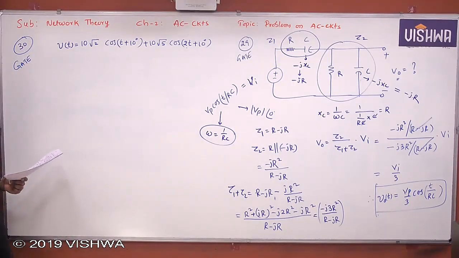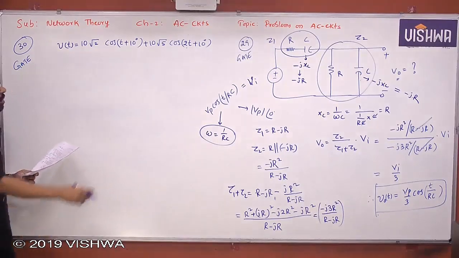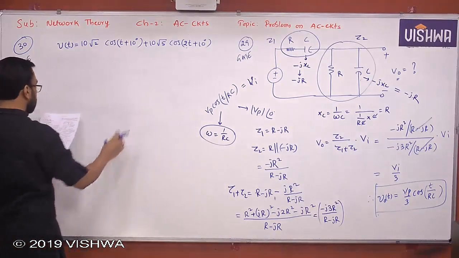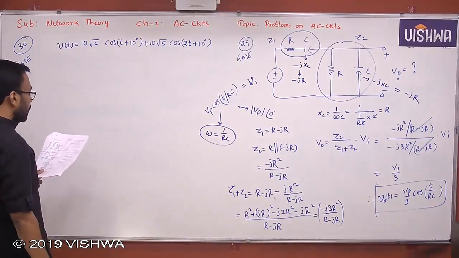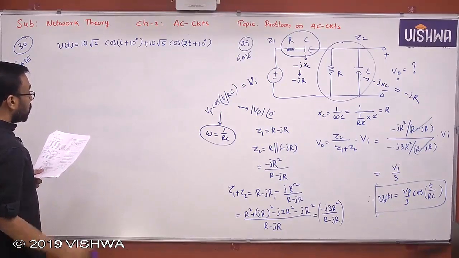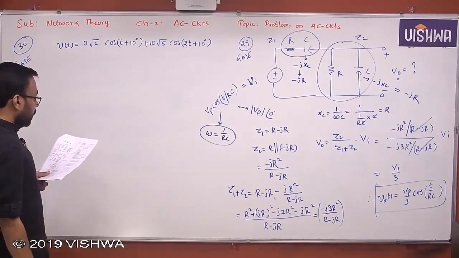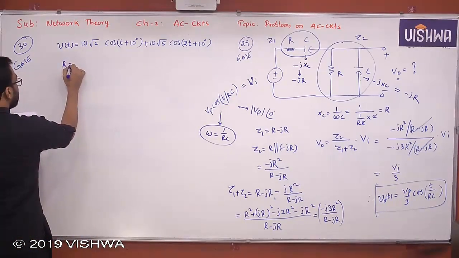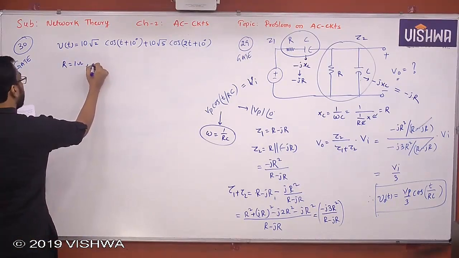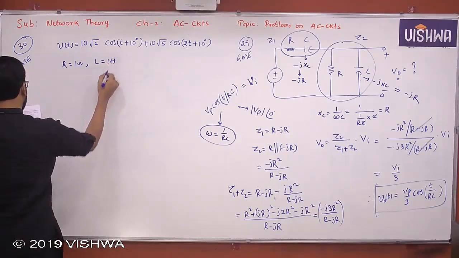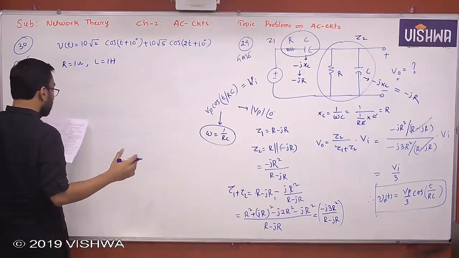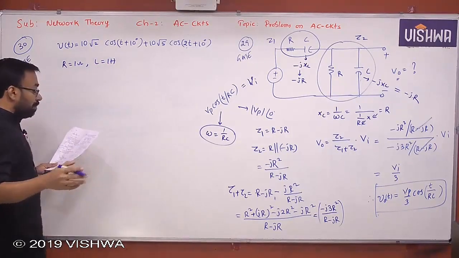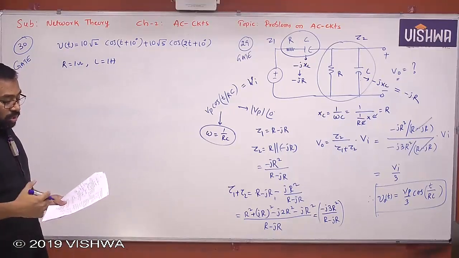I think you have finished that problem, right? So let me read it. An input voltage V of t is equal to 10 root 2 cos t plus 10 plus 10 root 5 cos 2t plus 10 is applied to a series combination of resistance R equal to 1 ohm, inductance L equal to 1 Henry. The resulting steady state current I of t in amperes is, some 4 options were given.